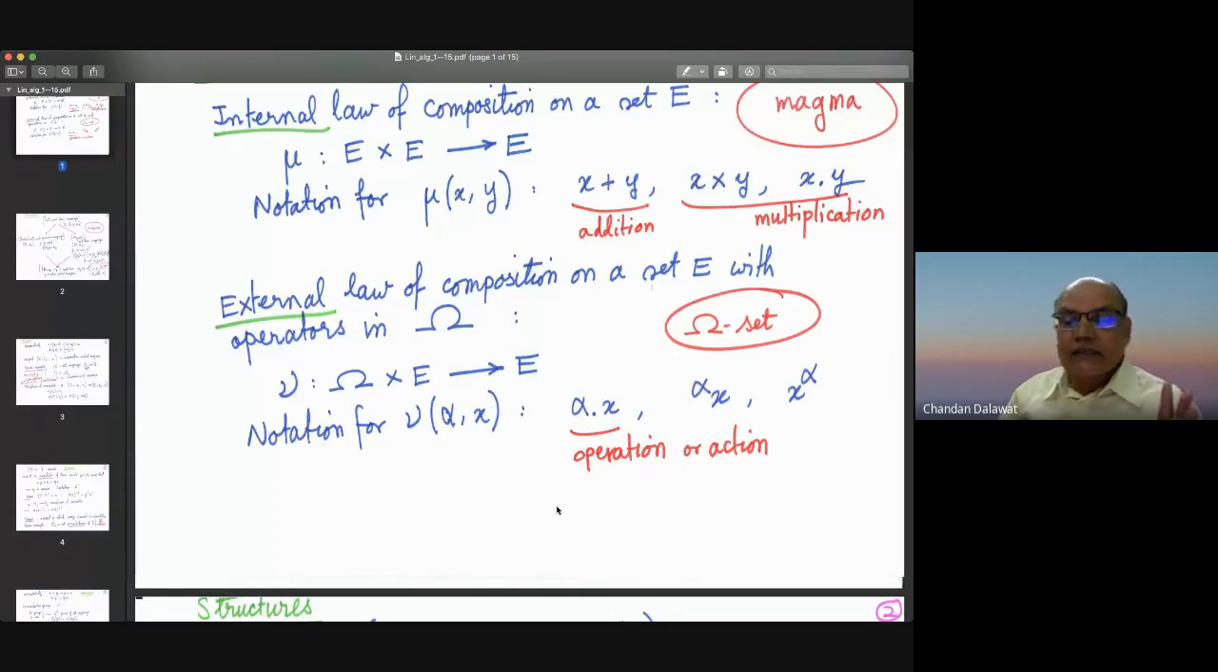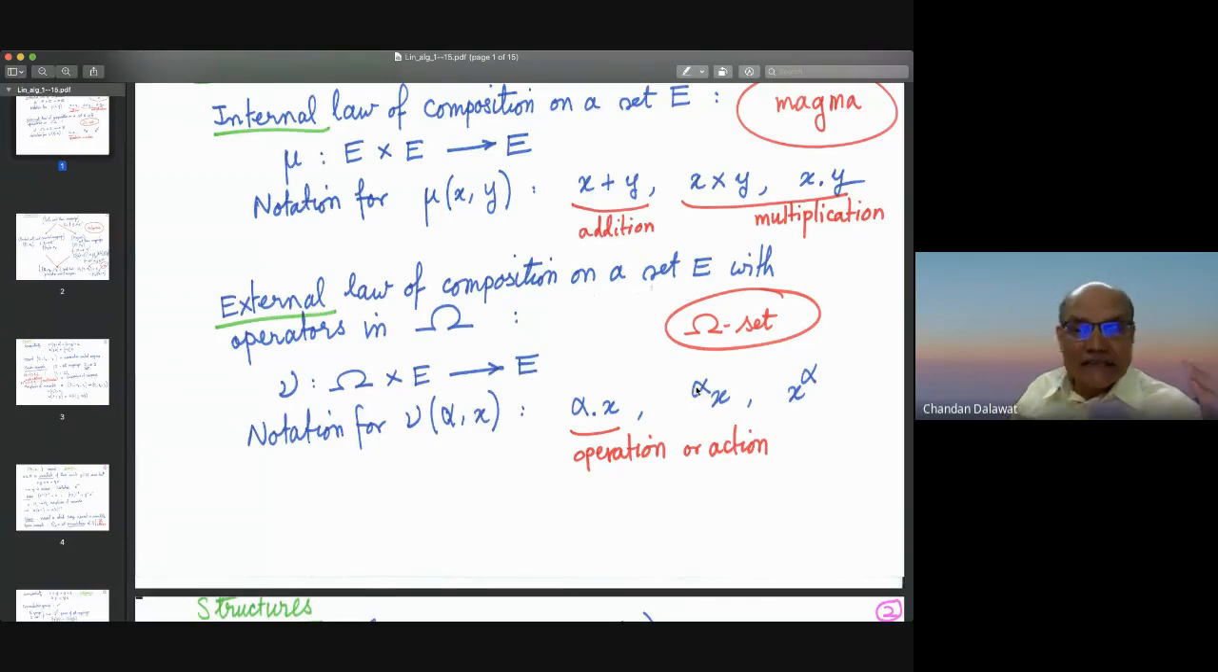Okay, so these are two very basic things, and on a given set, you might have not just one, but many internal laws of composition and some external laws of composition. And these external laws themselves might be from sets which themselves have some internal laws of composition. Okay, so this might sound very abstract, but it's all very simple, and it will become clear when we come to some examples.